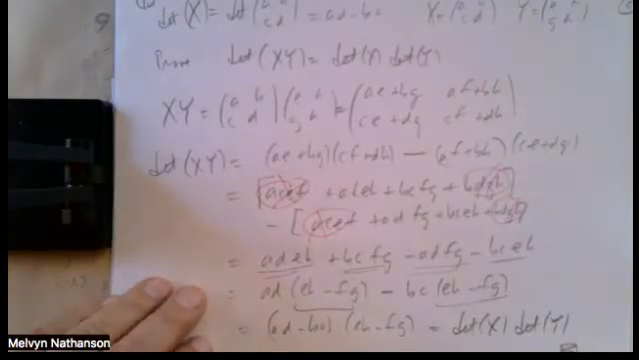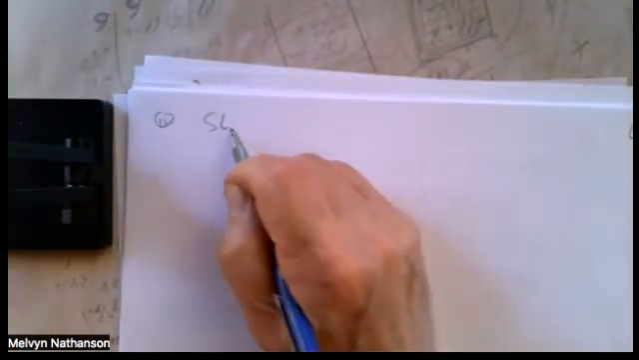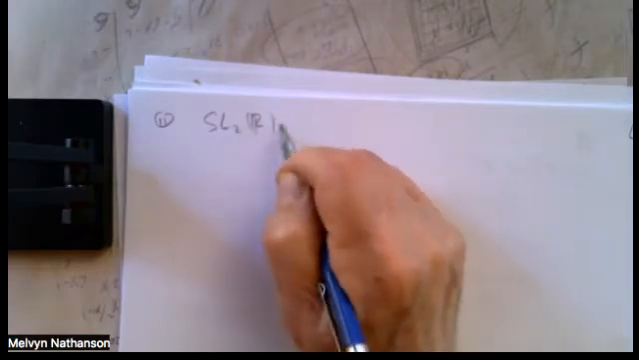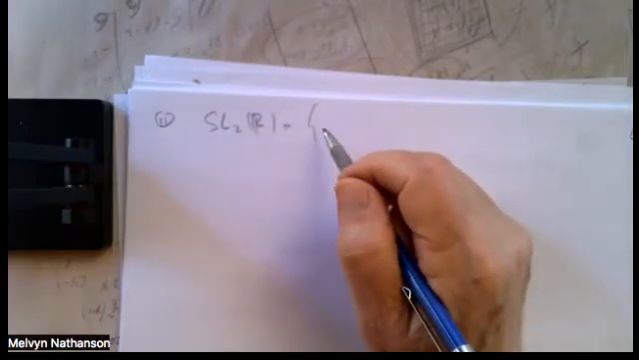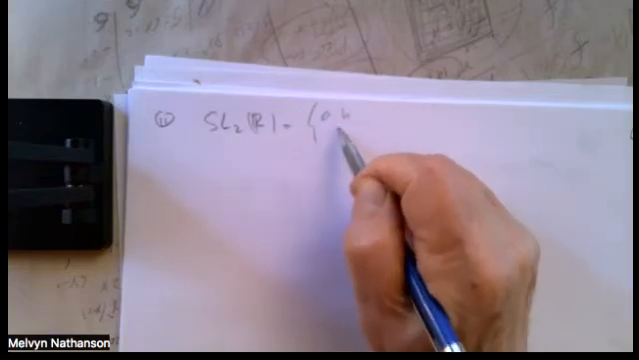Any questions about this? Problem number 11 is to look at the group which I call SL2R. So this is all matrices A, B, C, D, where A, B, C, and D are real numbers, not just integers, and the determinant AD minus BC is 1.